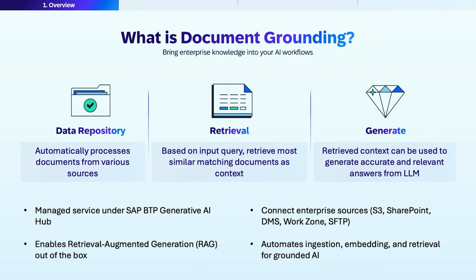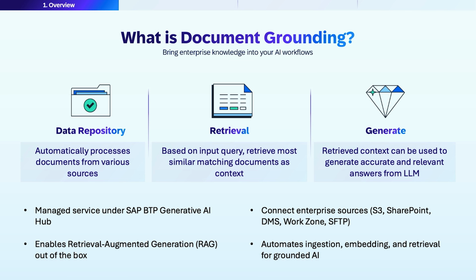SAP Document Grounding is a fully managed service that simplifies how enterprises implement retrieval augmented generation in their AI applications. Traditionally, building a retrieval augmented generation pipeline requires developers to manage multiple steps manually: connecting to data sources, breaking documents into chunks, creating embeddings, and setting up retrieval mechanisms. With document grounding, all this complexity is abstracted away.